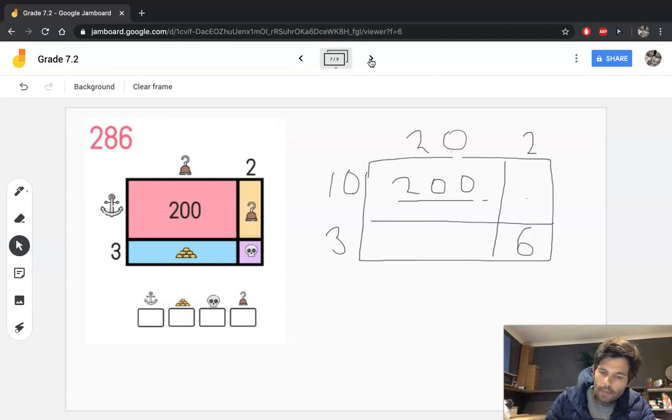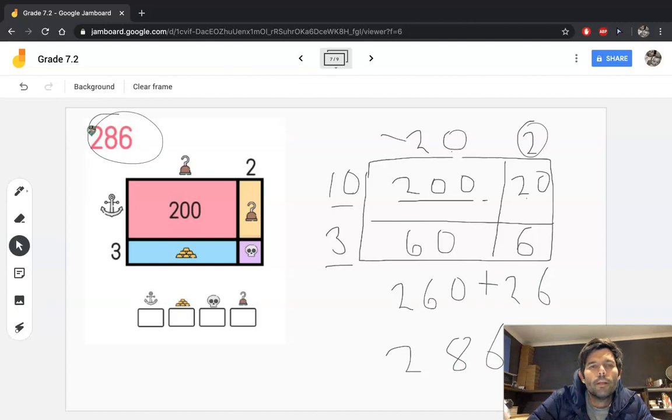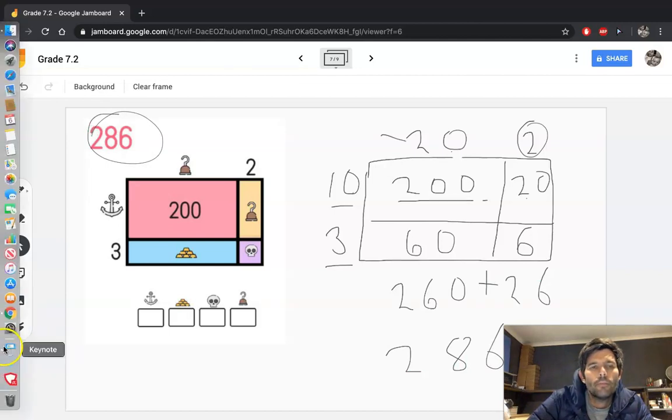10 multiplied by 2 is 20, and then this 3 and this 20 is 60. So if I add the columns up, that's 260 and 26, and if I add them up, I get my 286, which is what I was looking for at the beginning. Well done if you got that right.